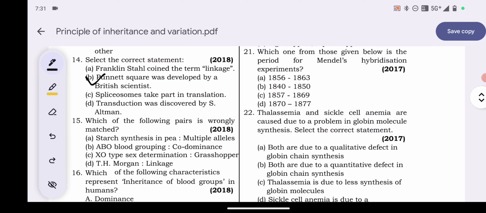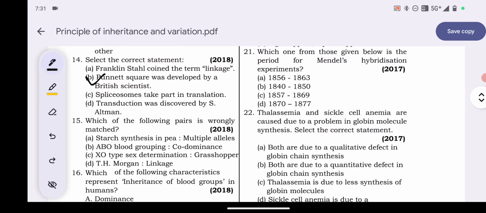These 3 are the characteristics representing the inheritance of blood group in humans: dominance, codominance and multiple alleles. So option B, A, B and C only, will be your answer. Explanation: blood group represents dominance, codominance and multiple alleles. 3 alleles IA, IB and IO determine one characteristic, that is blood group. IA and IB are dominant, whereas i is the recessive one.